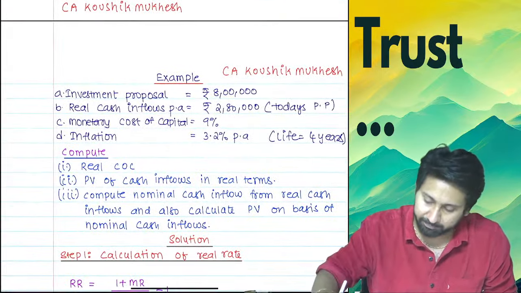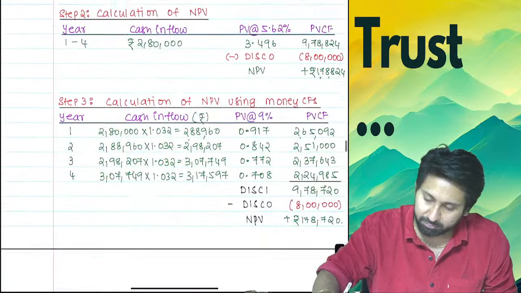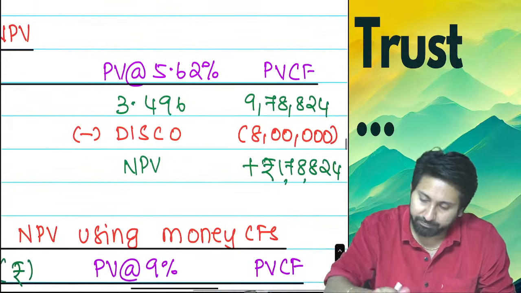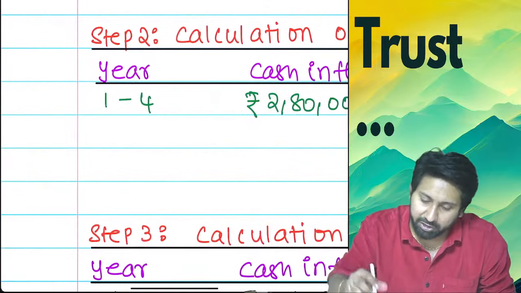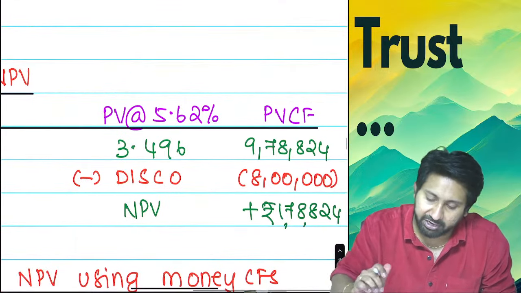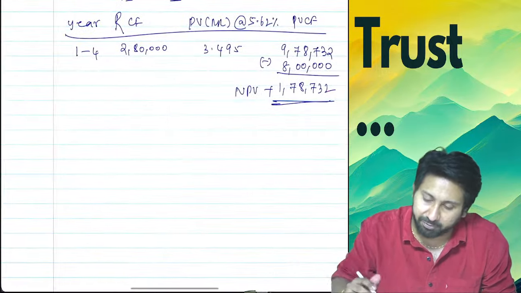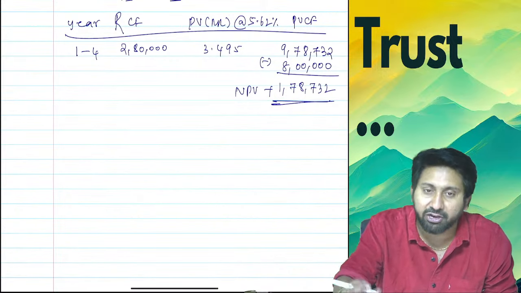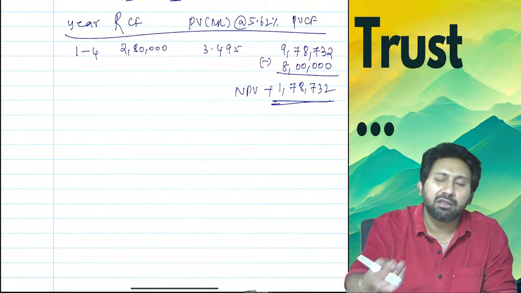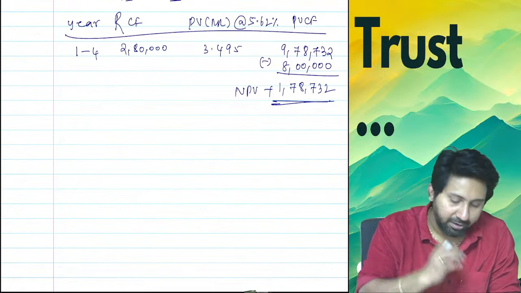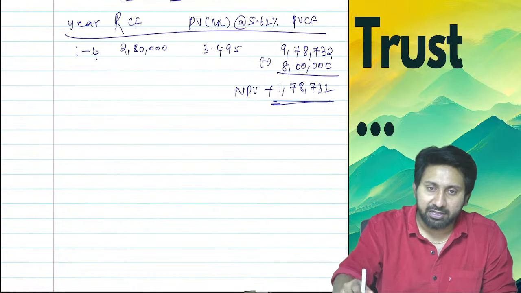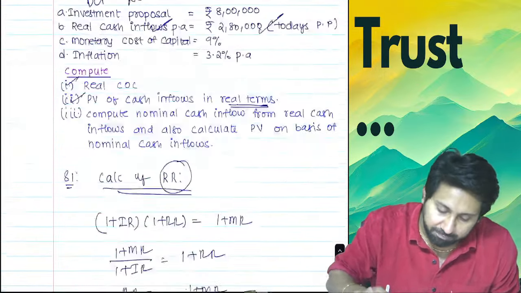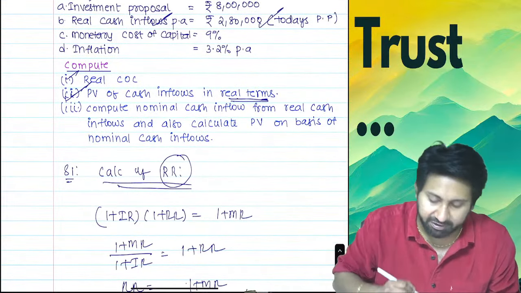See here. We got 732, they got 824. Because if you observe, they have taken 5.62%, 3.496, and I have taken 3.495. It is a small decimal difference. So this is 1,78,700 or 800 something. This is the NPV. Second bit we completed.